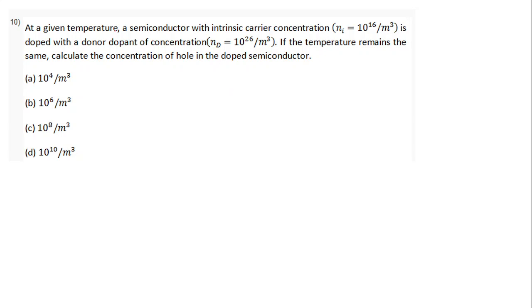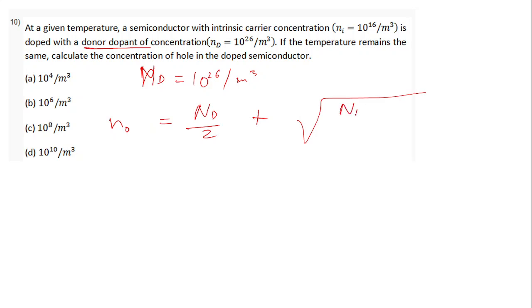Another question is, at a given temperature, a semiconductor with intrinsic carrier concentration is doped with donor dopant of concentration 10 to the power 26 per meter cube. If the temperature remains the same, calculate the concentration of hole. Intrinsic carrier concentration is given, dopant is given, so we need to find the concentration of hole. The formula is Nd by 2 plus square root of Nd by 2 whole square plus ni square.